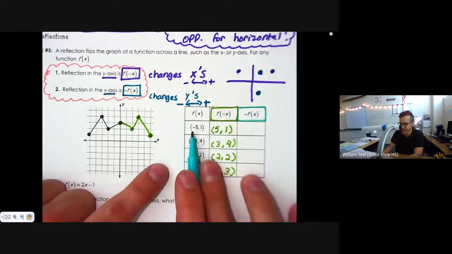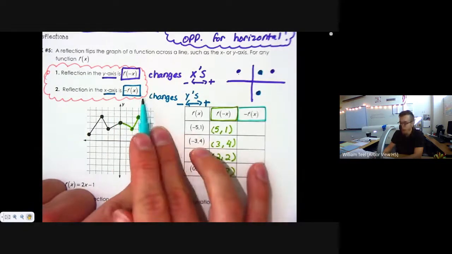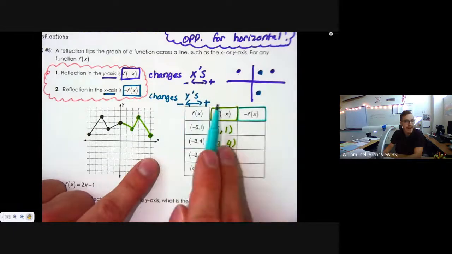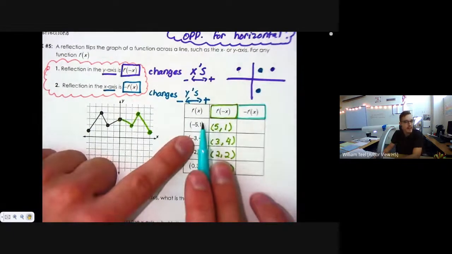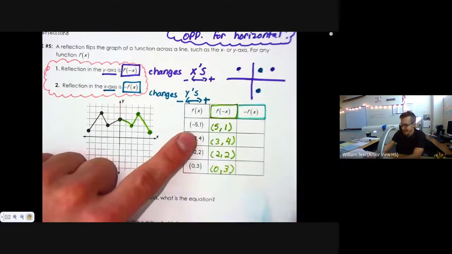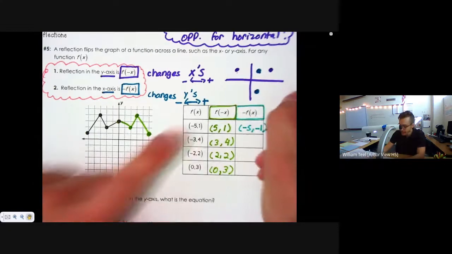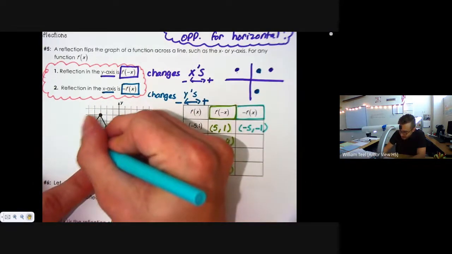So if I'm first of all looking at negative 5, comma 1, and I'm trying to reflect this across the x-axis, what I am doing is I am changing my y values now from negative to positive, or vice versa. So if I have negative 5, comma 1, I'm changing my y value because I'm reflecting the x-axis. So this is going to become negative 5, negative 1. Negative 5, negative 1 is 1, 2, 3, 4, 5, right here.